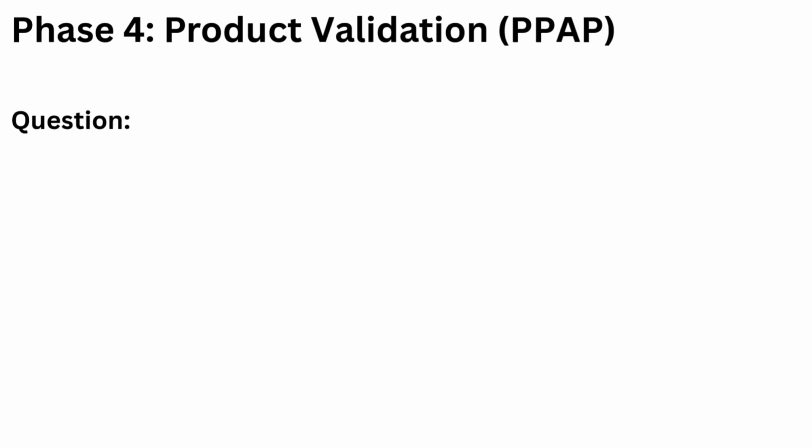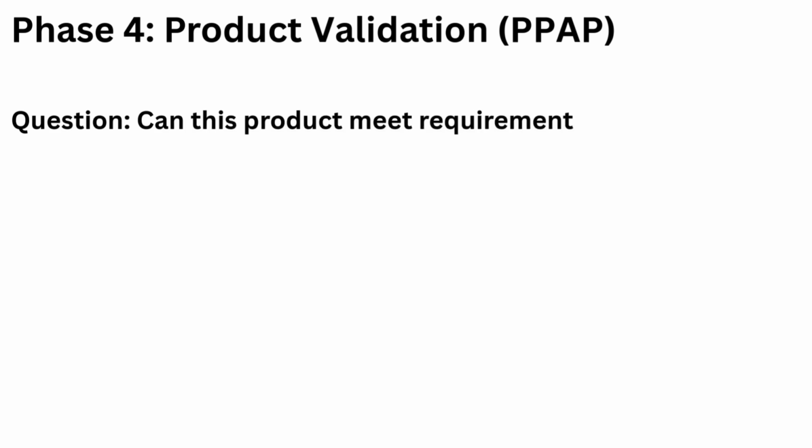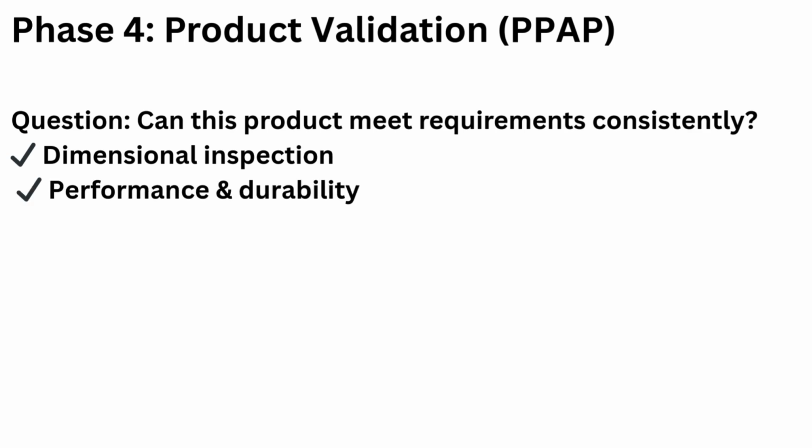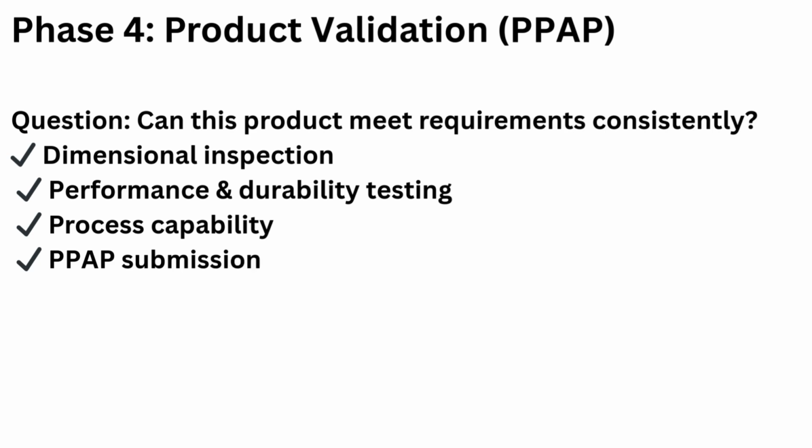Phase 4 of APQP is called product validation, also known as PPAP. The key question in this phase is, can this product consistently meet customer requirements? In this stage, dimensional inspections are performed to ensure the product matches the released drawings and specifications. Performance and durability testing are conducted to confirm that the product functions reliably under real operating conditions.